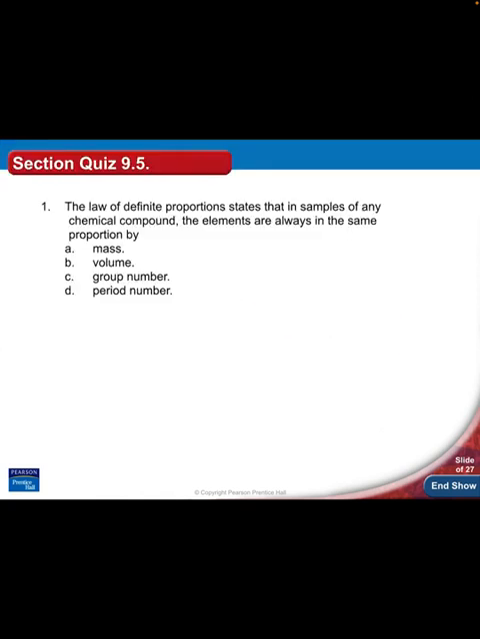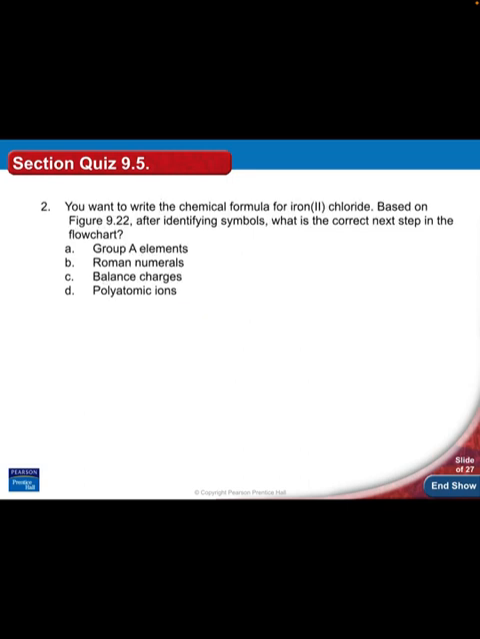So, the law of definite proportion states that in samples of any chemical compound, the elements are always in the same proportion by mass, okay? And that's the answer, mass. And if you want to write the chemical formula for iron 2 chloride, based on figure 9.2, after identifying symbols, what's the next correct step? It's looking for those Roman numerals.